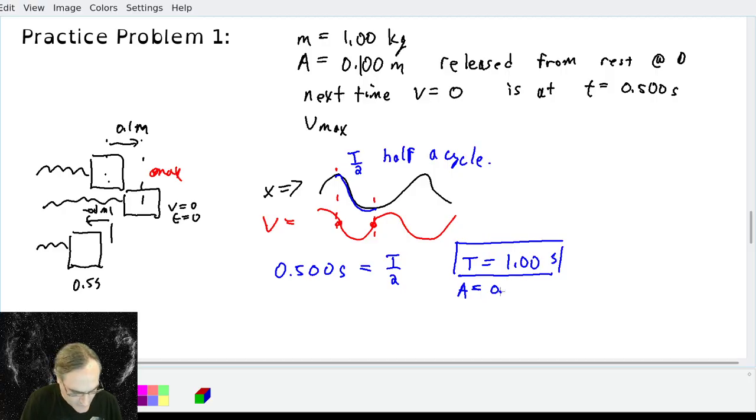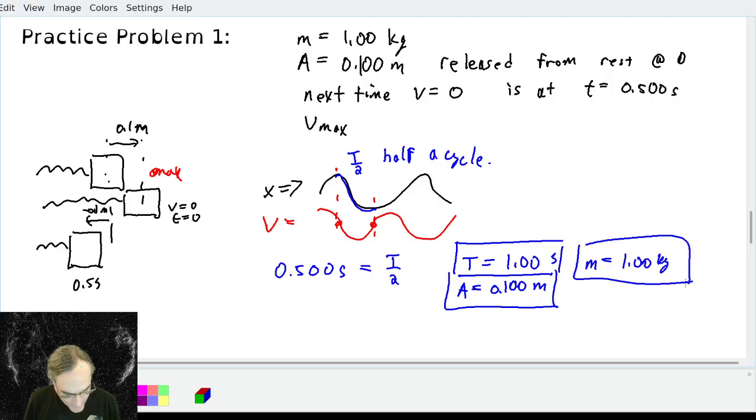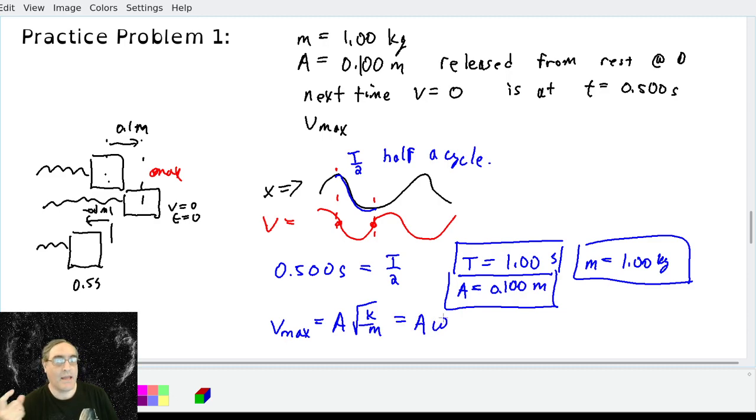0.100 meter. We also know m, and if we're trying to find Vmax, that is equal to the amplitude times the square root of k over m, or if you prefer, A times omega. A times omega is actually what we need here.